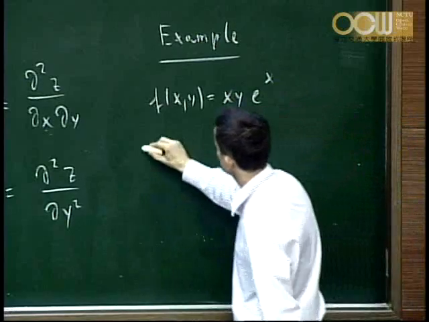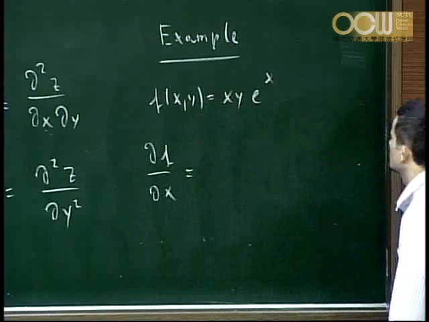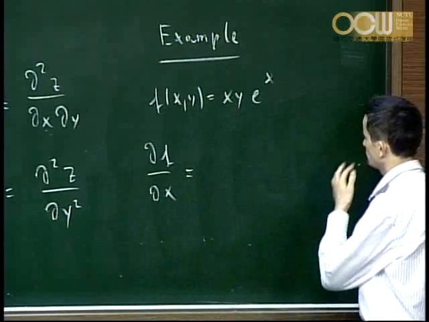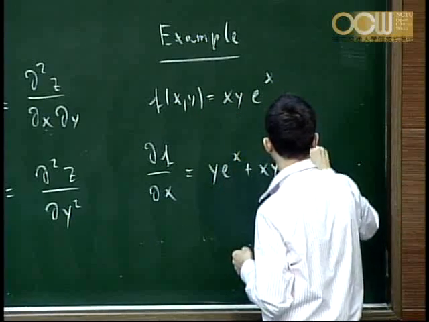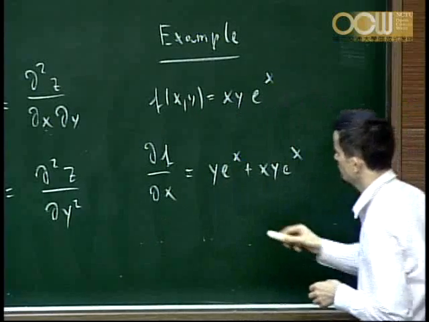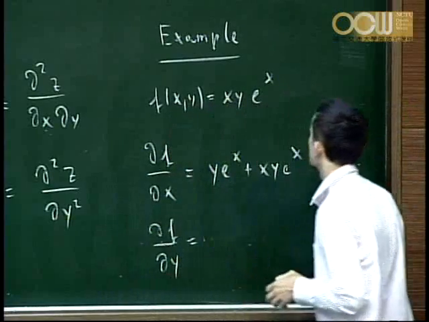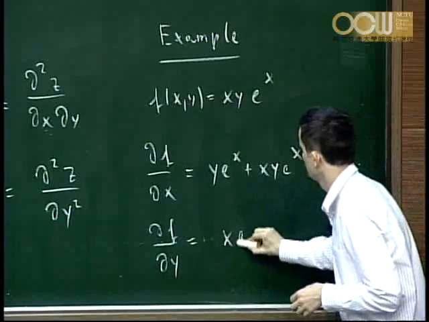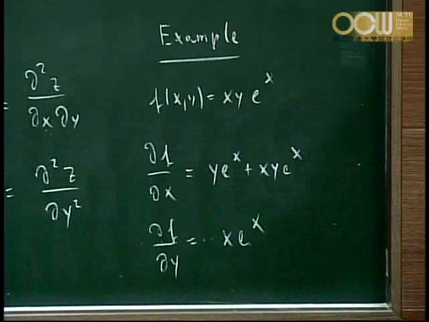Okay, so you see that the partial derivative with respect to x is what? For this, you have to use the product rule. So you have y e to the x plus xy e to the x. Now the partial derivative with respect to y. Okay, so it's x e to the x.